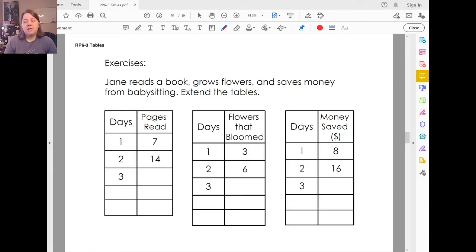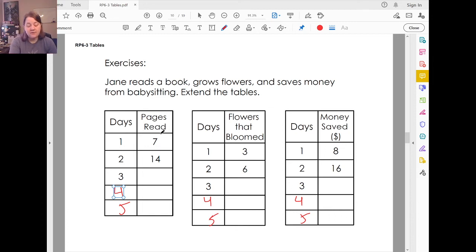So we've got Jane over here. Jane reads a book, grows flowers, and saves money from babysitting. Let's go ahead and extend these tables. First of all, looking at all of these tables, we have days, days, days. Those are pretty easy to extend. 4, 5, 4, 5, 4, 5. Done. Now we want to know how to increase these tables.